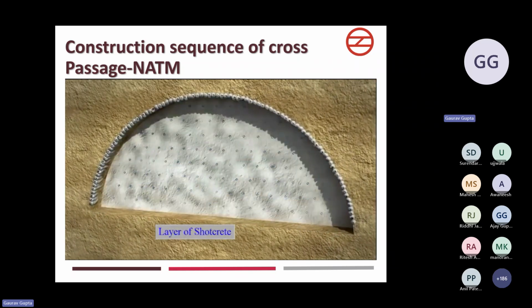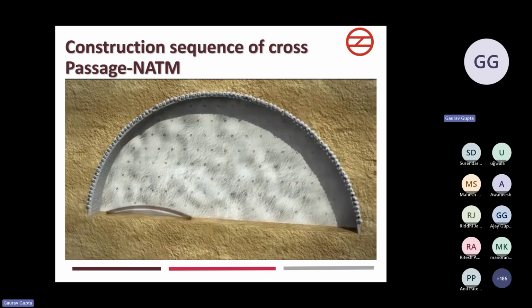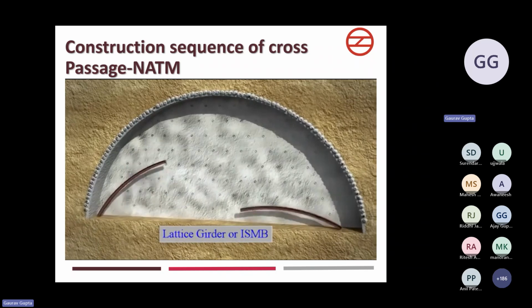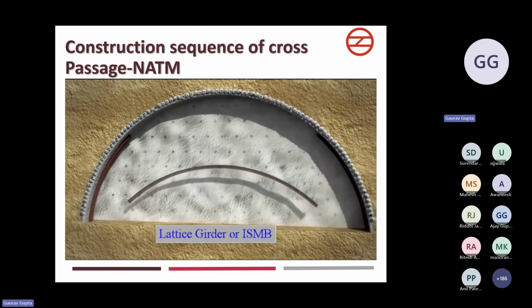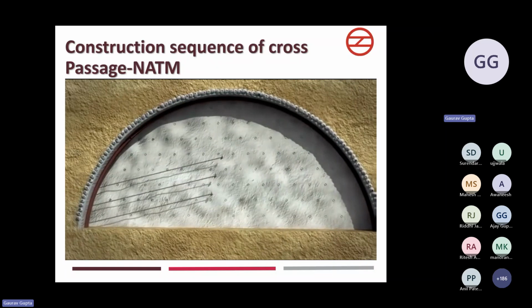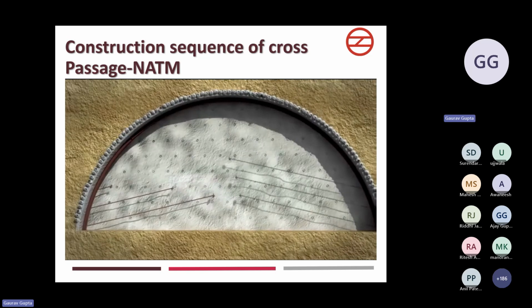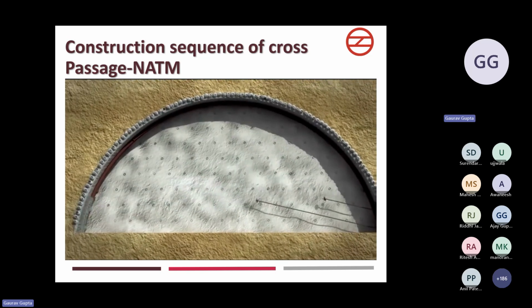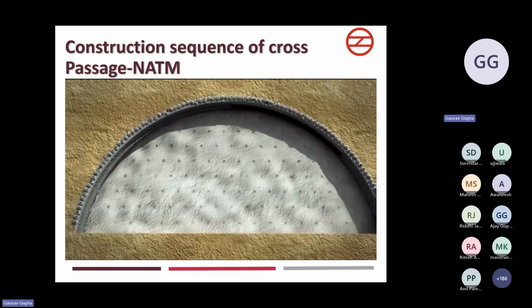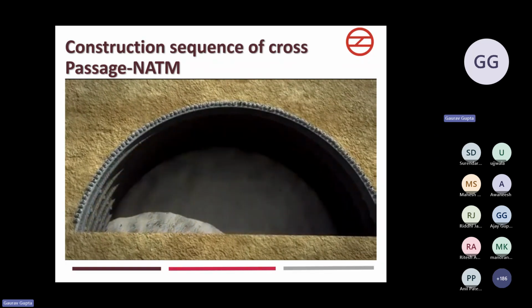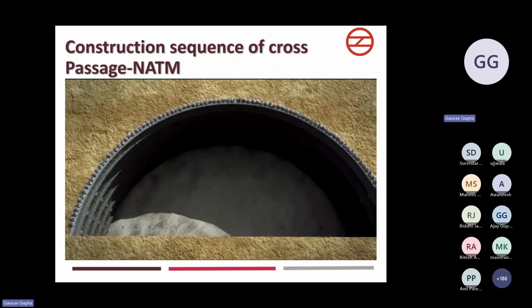Now first excavation has been done and then a layer of shotcrete. Then comes the lattice girder or ISMB. Now comes the rock bolting. Then again a layer of shotcrete. Then again we move forward in a similar fashion.